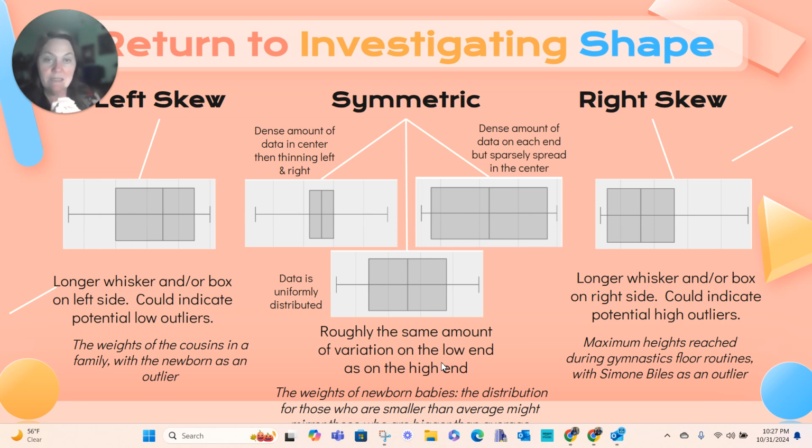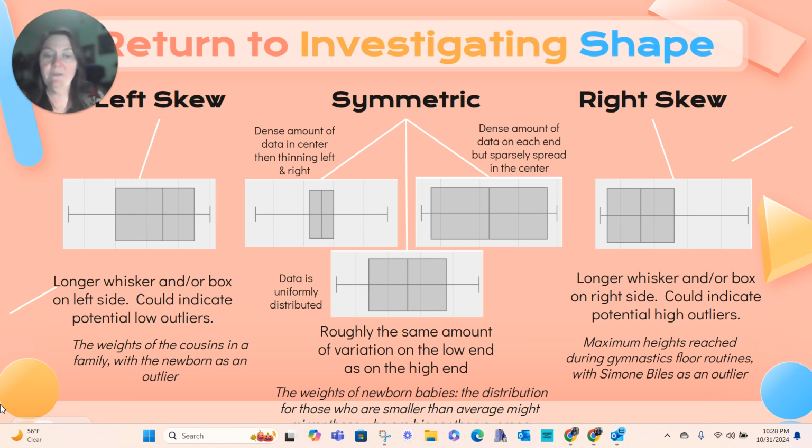And so I've got some samples of each. Symmetric: just as in histograms, we had some different looking histograms that were symmetric, same thing here with your box plots. These are all symmetric box plots, where you could fold them and they would be very similar on each side of the median. Just as with histograms, we don't just talk shapes, we need to talk context.